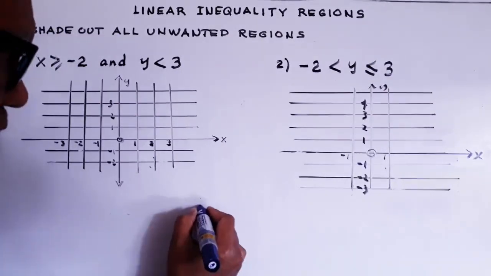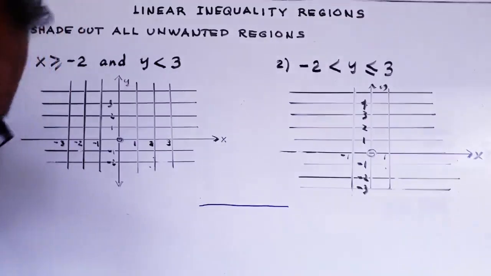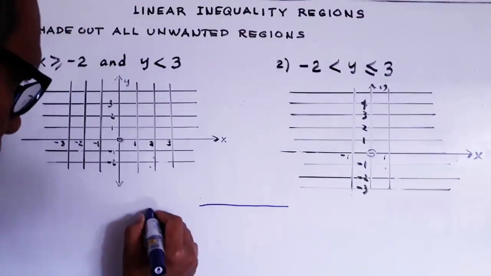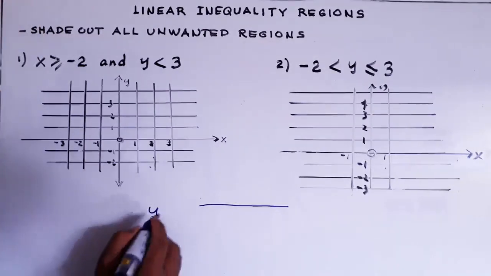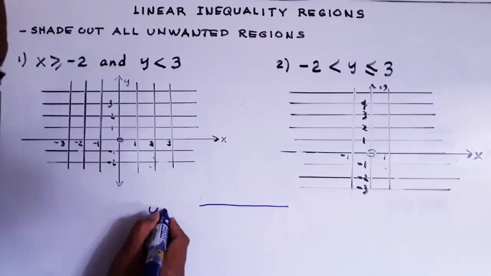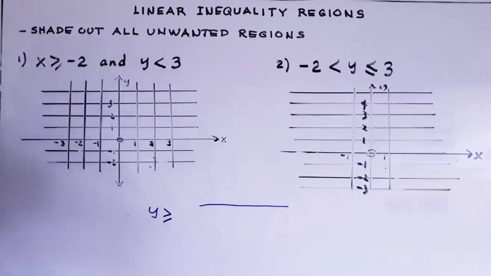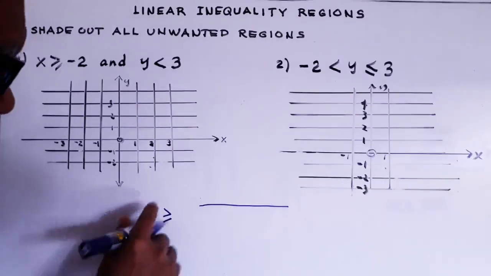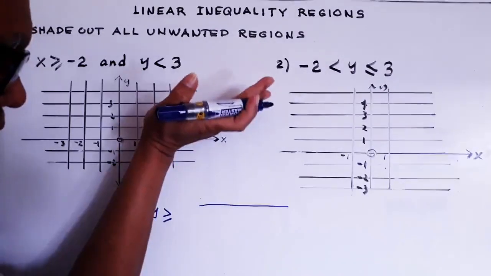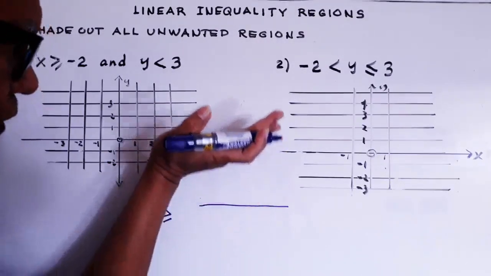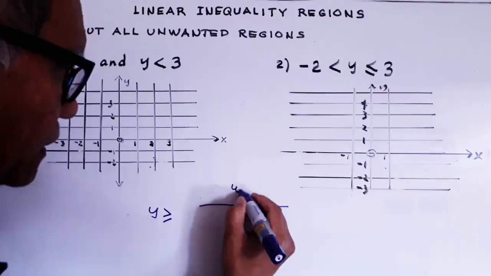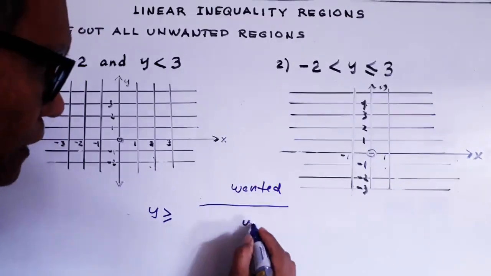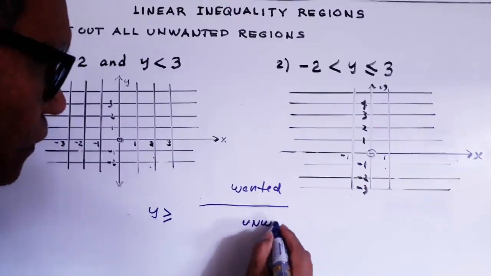If we have a horizontal line here, like that, and that one would be y, and then let's have greater. Y greater means the values of y lie in here. So this one is the wanted region. This one is the wanted, and this one is the unwanted.